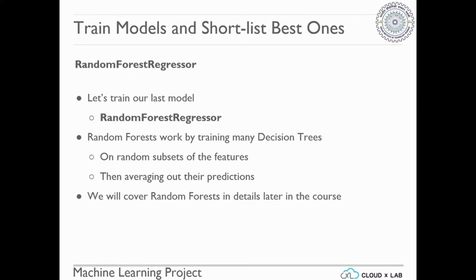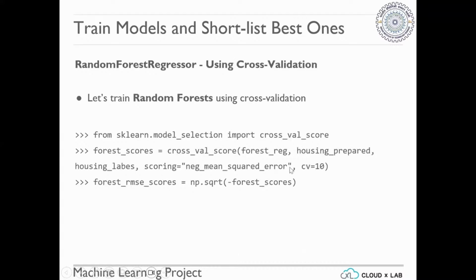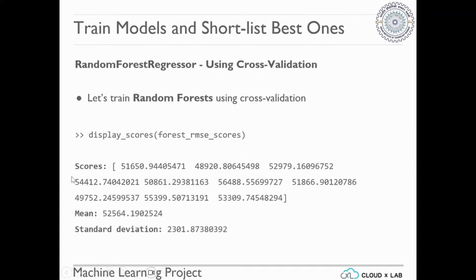Okay. So if you use the random forest model and calculate the same error, mean squared error, for the training data you will get 21941 error, which is lower than the error that we get in the decision tree and in linear regression, right? And if you use cross validation, again with 10 folds, and calculate the scores, these are the scores you will get.